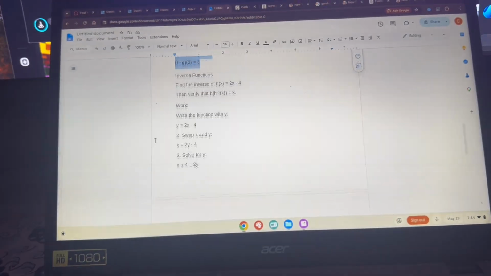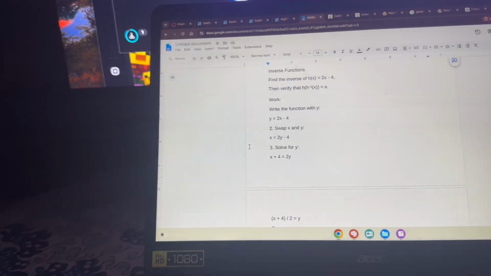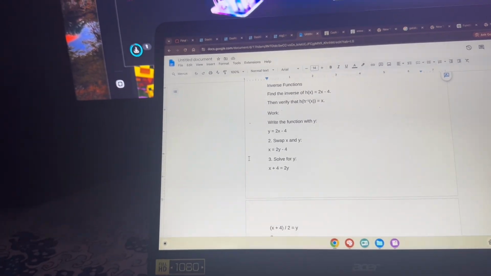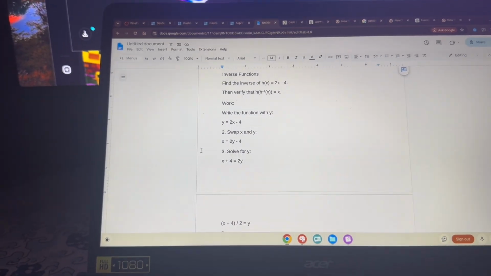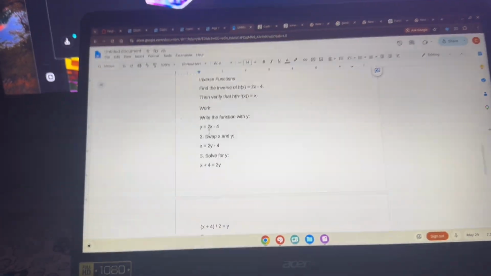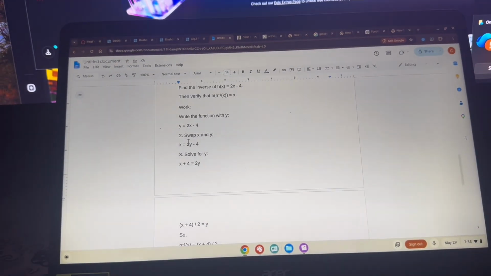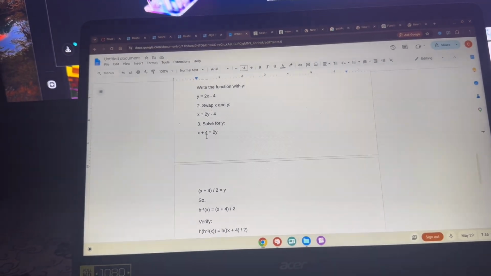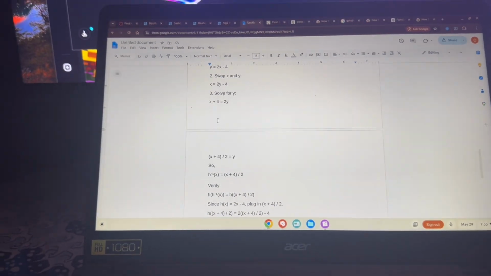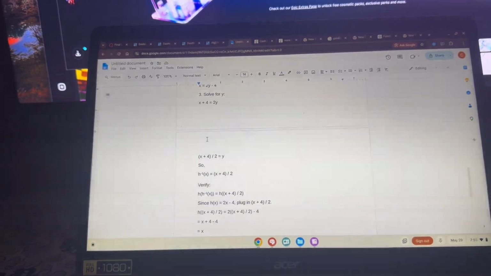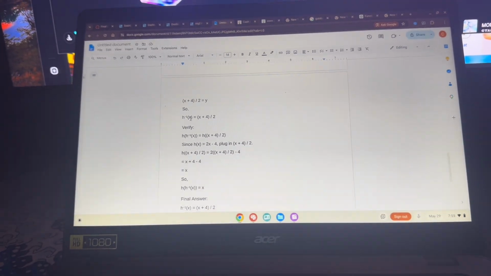And then for our second problem, we have inverse functions. We need to find the inverse of h of x equals 2x minus 4, and then verify that h to the power negative 1 of x equals x. So here's my work. We're going to rewrite the function with y, creating y equals 2x minus 4, and then swap x and y, so we get x equals 2y minus 4. When we solve for y, we get x plus 4 equals 2y, so x plus 4 divided by 2 equals y.